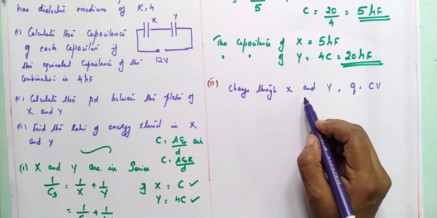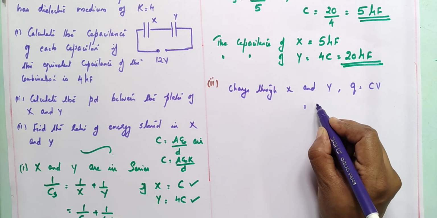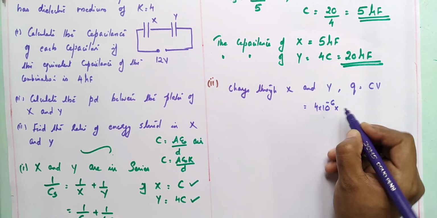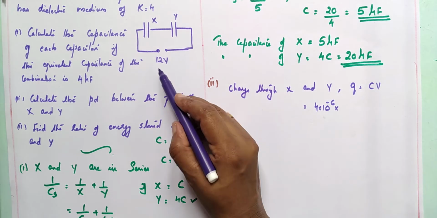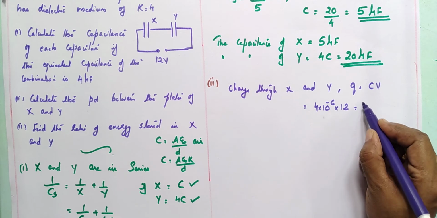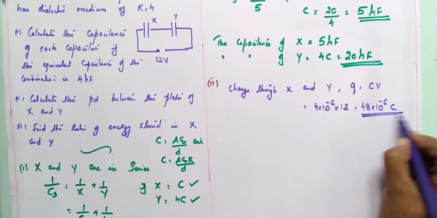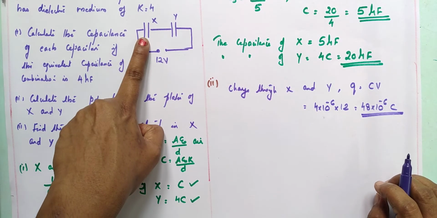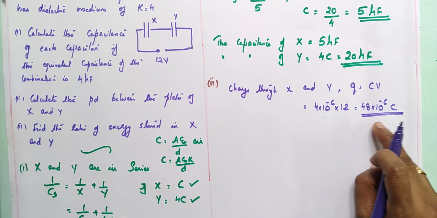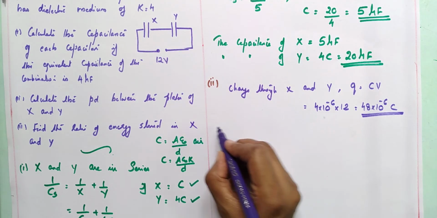To find the total charge, Q equals total capacitance times total voltage. The total capacitance is 4 microfarad, so 4 into 10 raised to minus 6. The total voltage given in the question is 12. So 12 into 4 is 48 into 10 raised to minus 6 coulomb. That is the total charge, so the charge flowing through X and through Y is 48 into 10 raised to minus 6 coulomb.